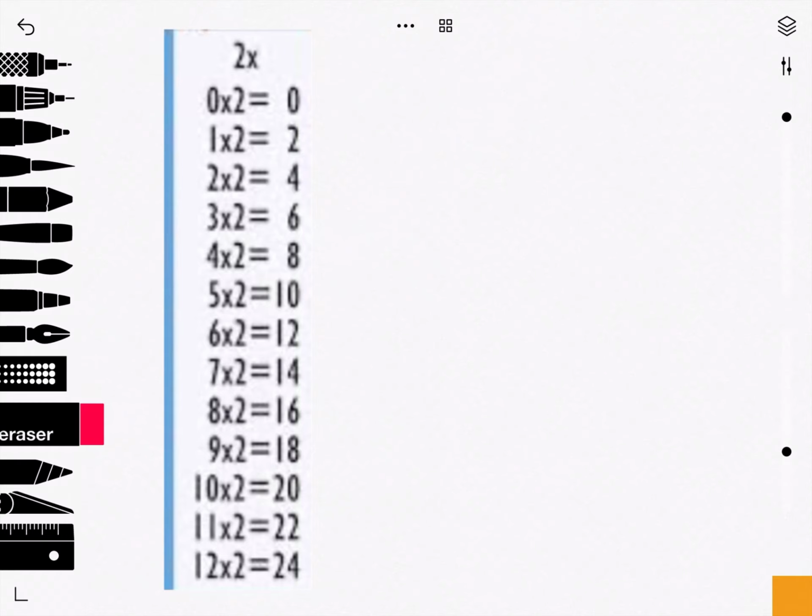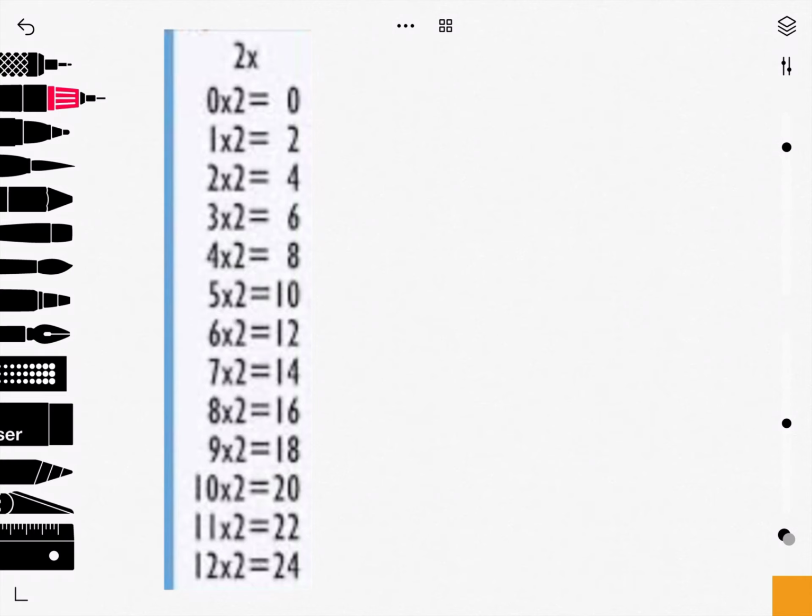Alright, now we're up to the 2nd times table, and let's look at it. So 0 times 2, that's 0. As I said earlier, 2 times 0 equals 0. 0 times 2, the order doesn't matter. So 1 times 2, 2. 2 times 2, 4. All the way up to 12. Make sure you memorize this. It'll be really helpful.